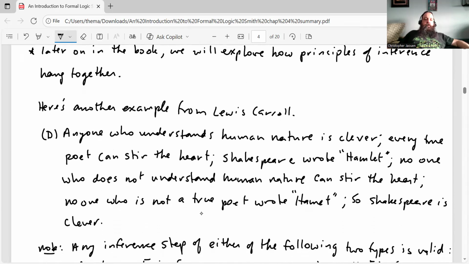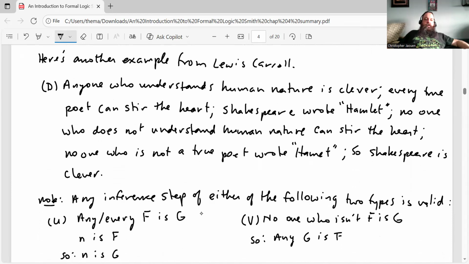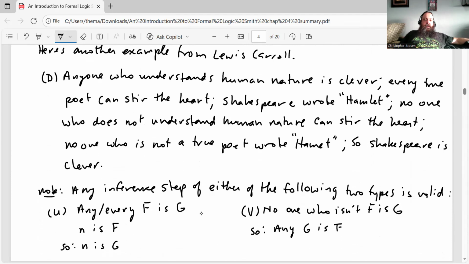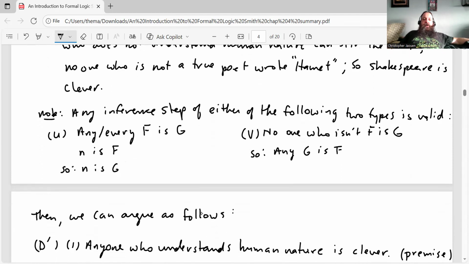Okay, here's another example from Lewis Carroll. This is argument D. Anyone who understands human nature is clever. Every true poet can stir the heart. Shakespeare wrote Hamlet. No one who does not understand human nature can stir the heart. No one who is not a true poet wrote Hamlet, so Shakespeare is clever. Okay, and just a note here, any inference step of either of the following two types is valid. So inference U: any slash every F is G, N is F, so N is G, and inference V: no one who isn't F is G, so any G is F.